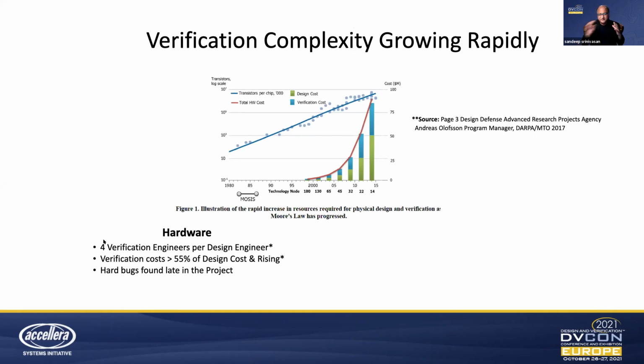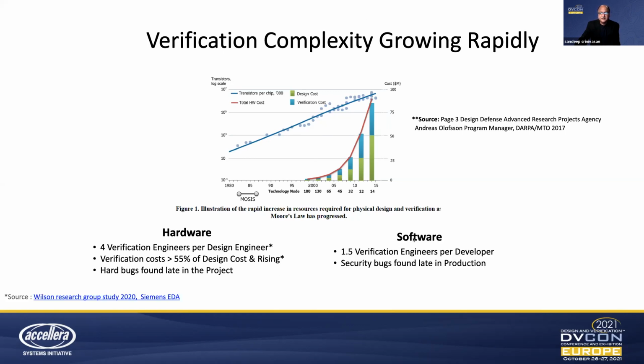And specific to hardware verification, there's about 4 verification engineers per design engineer. And the verification costs about 55% of the entire design cost and is rising. In addition, hard bugs are found late in the project. Now if you look at the software side, there's about 1.5 verification engineers per developer, and security bugs are typically found in production. So this is a growing challenge in the software industry as well.